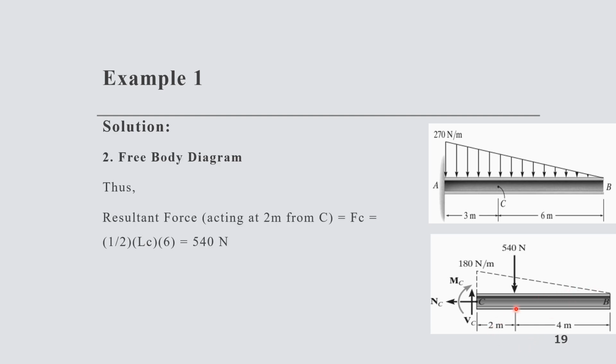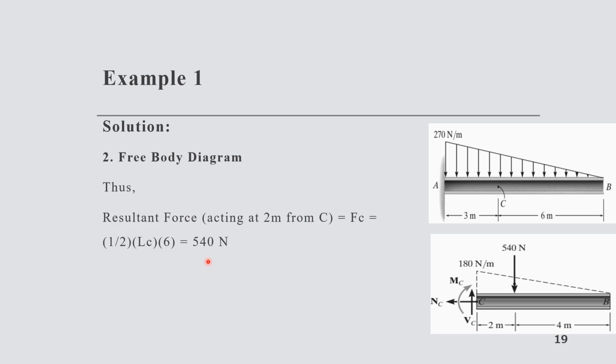We need to determine the resultant force and the moment at the centroid of the cross section, and the centroid of this section CB will be at a distance of 2 meter from C, because the loading is triangular. If this loading would have been rectangular, this central point would be at 3 meter from point C. Thus, the resultant force acting at 2 meter from the point C will be 540 Newton.